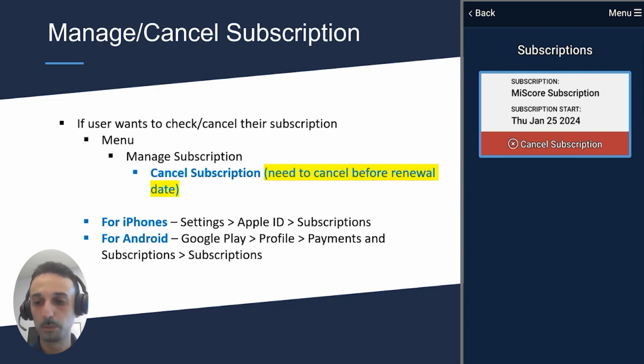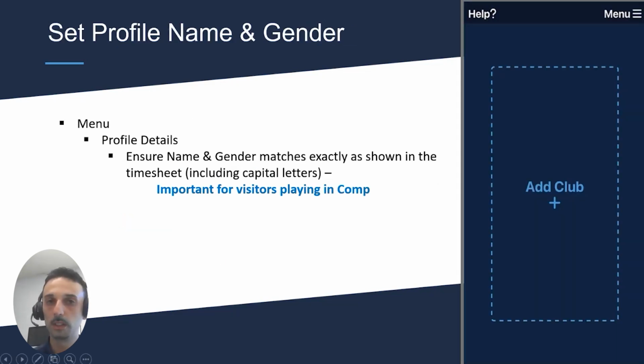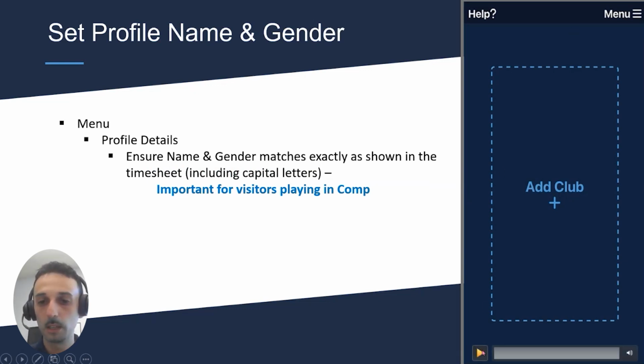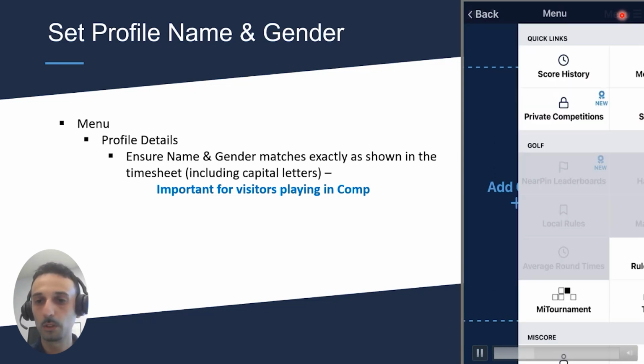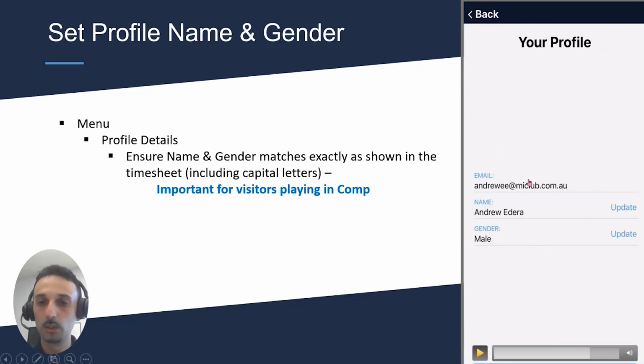That pretty much covers subscriptions. And then the only final thing a user needs to do to get the app working is check their profile details. So again, from the menu in the app, you scroll down to profile details. It'll then show the username, email address, and gender.